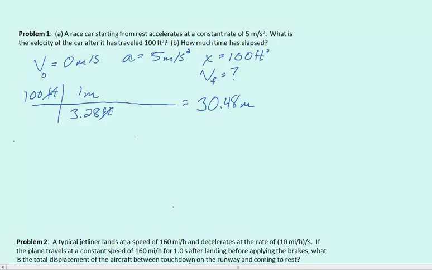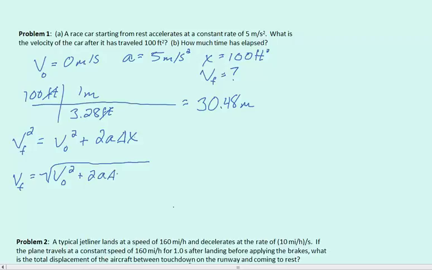Now that we have all our information in meters and seconds, we can solve for our final velocity. One equation where we can solve for final velocity is our final velocity squared is equal to our initial velocity squared plus 2 times our acceleration times our change in displacement. Since we're trying to solve for our final velocity, we can get it by itself by taking the square root of both sides. Our final equation will be the square root of our initial velocity squared plus 2 times our acceleration times our change in displacement.